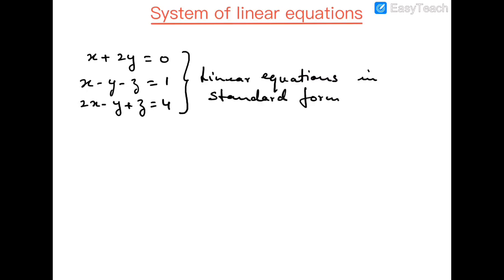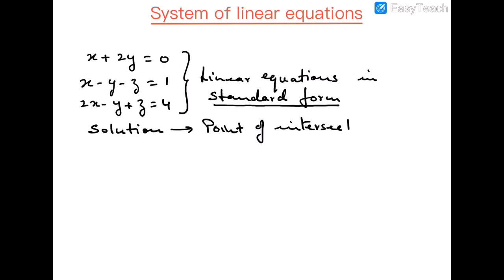Now if we solve these equations, then we will get values of variables x, y and z that will satisfy all equations simultaneously, meaning at the same time, and that will be the point of intersection or common point for all the linear equations.